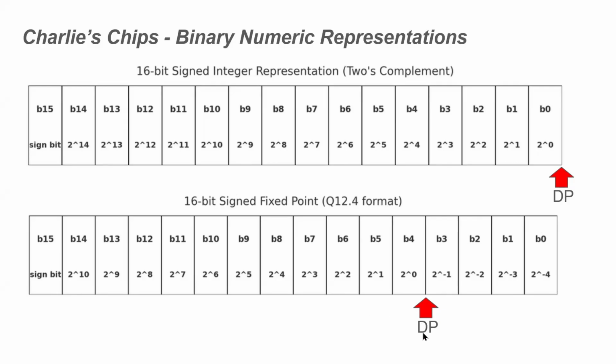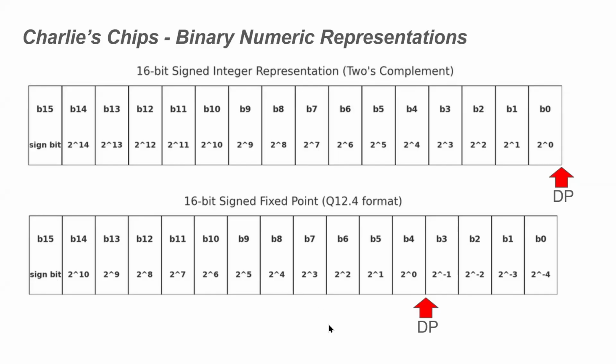Now, as the title says, fixed point, the decimal point does not move within our numeric representation. It doesn't move in the straight binary representation. The decimal point is fixed and always assumed to be here. For our format, it's always here. So the lower 4 bits are always treated as the fractional portion, and the upper 12 bits are the whole portion.